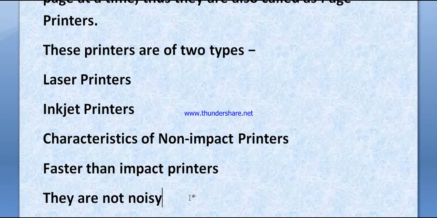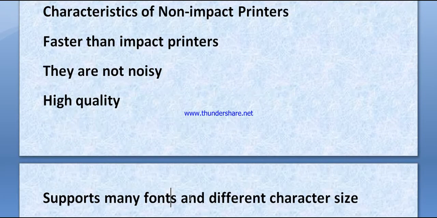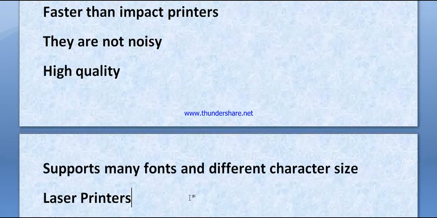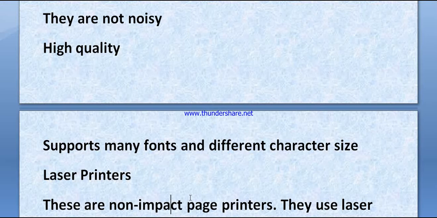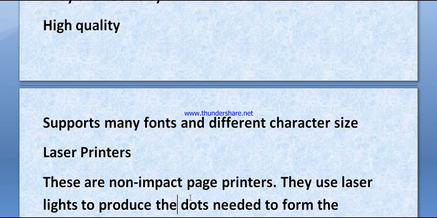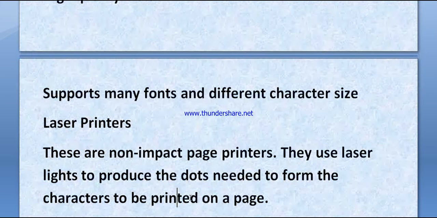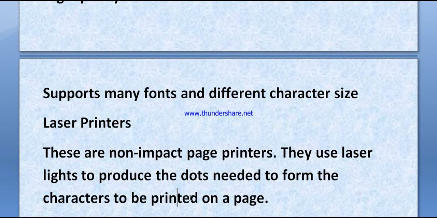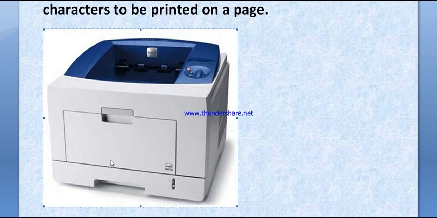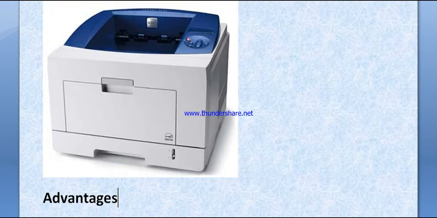Characteristics of non-impact printers: faster than impact printers, they are not noisy, high quality, support many fonts and different character sizes. Laser printers are non-impact page printers. They use laser light to produce the dots needed to form the characters to be printed on a page. This is the image of the laser printer.